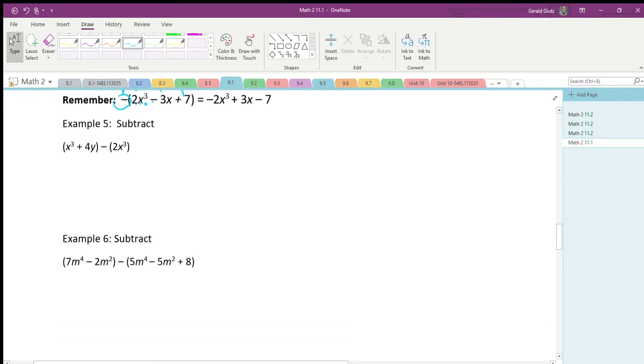So in example 5, this time we have a subtraction sign in between the two parentheses. So we're going to be subtracting. First thing I'm going to do is distribute this negative sign. So x squared. As soon as I distribute, I can get rid of all the parentheses. So x cubed plus 4y minus 2x cubed. So I have an x cubed, negative 2x cubed. So 1 minus 2, that'd be negative 1, or negative x cubed. No like terms with the 4y, so that just stays the same.